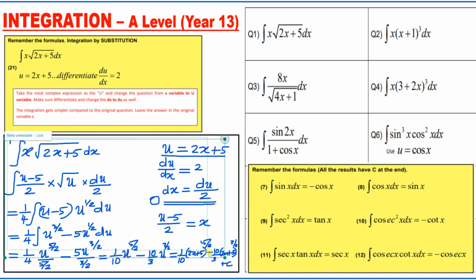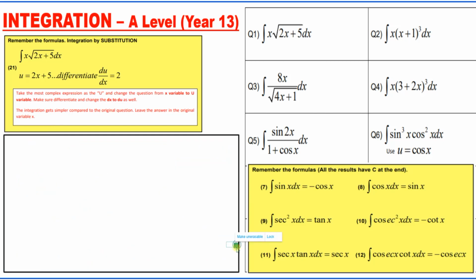So let's do the second question. Let me clear the board. That is the second question we are going to attempt. Question number 2, we are going to do it together. Integrating x plus 1 to the power cube dx. Now I'm going to make u the substitution, u as in x plus 1. Now you can differentiate: du over dx is equal to 1, so du equals dx.